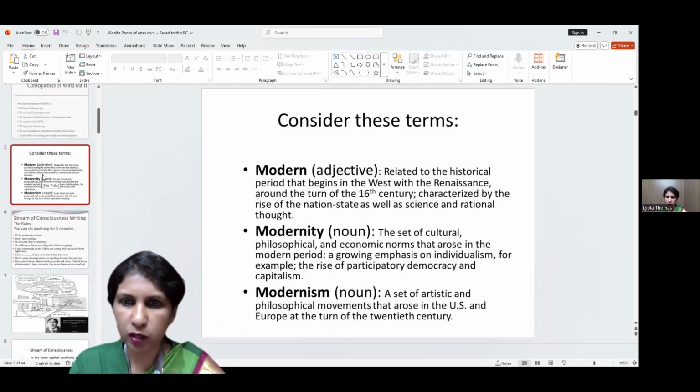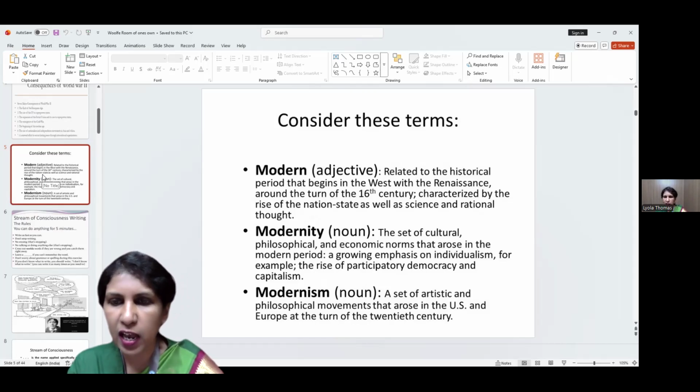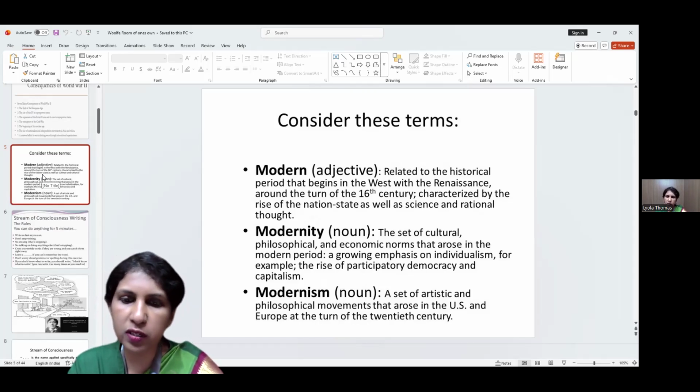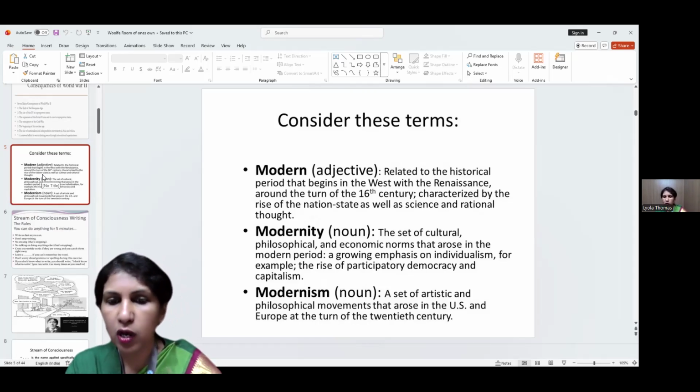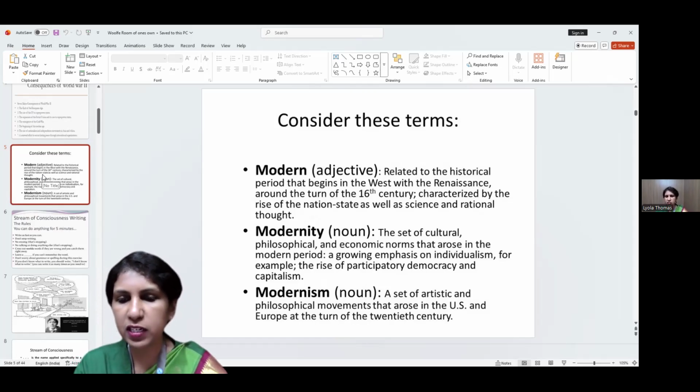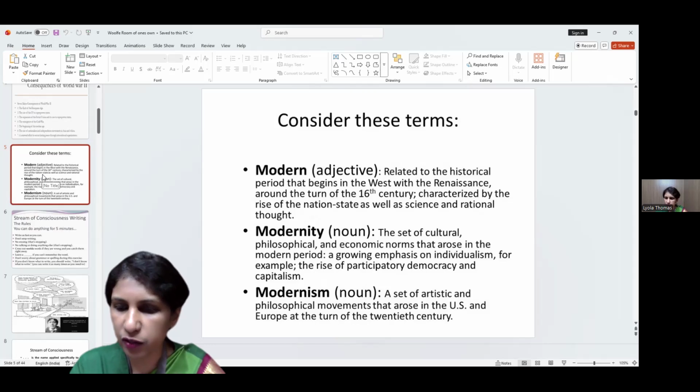When you're looking at modern, the term refers to the rise of a nation state as well as science and rational thought as opposed to the previous era. And then modernity is a set of cultural, philosophical, and economic norms that arose in the modern period. A growing emphasis on individualism is what we need to focus on. And modernism is a set of artistic and philosophical movements and principles that arose in Europe and in the US at the turn of the 20th century.